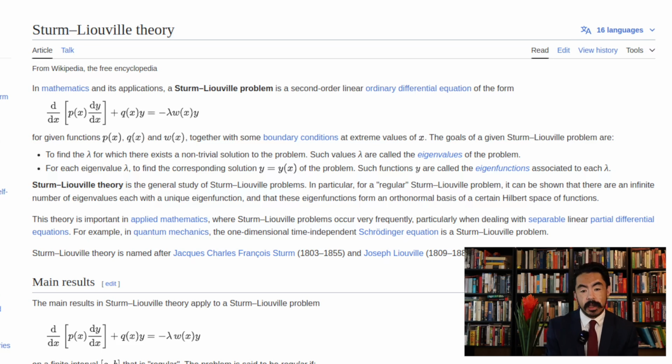And the problem has separated boundary conditions of the form alpha 1 times y(a) plus alpha 2 times y'(a) equals 0, and beta 1 times y(b) plus beta 2 times y'(b) is equal to 0, where alpha 1 and alpha 2, and similarly beta 1 and beta 2, are not both 0. So those are the boundary conditions. This is what we would call a quote-unquote regular Sturm-Liouville problem.